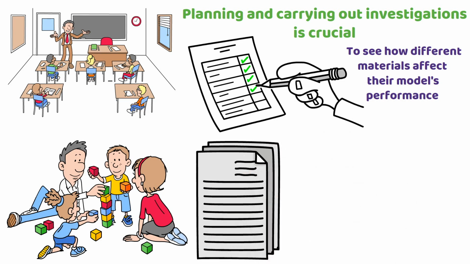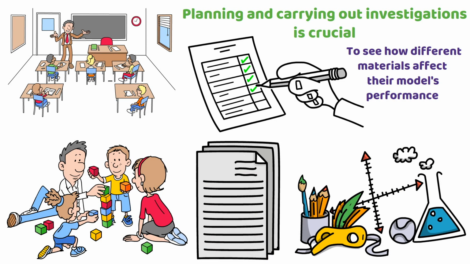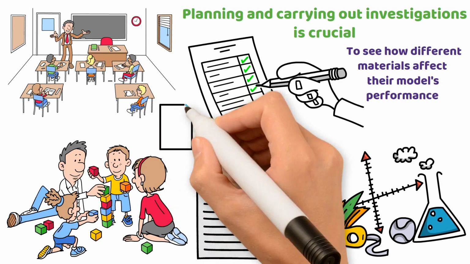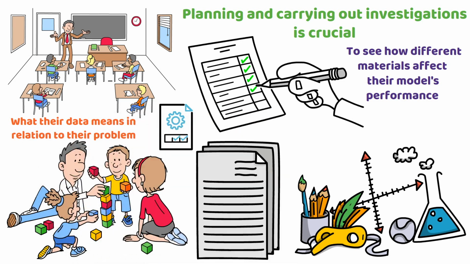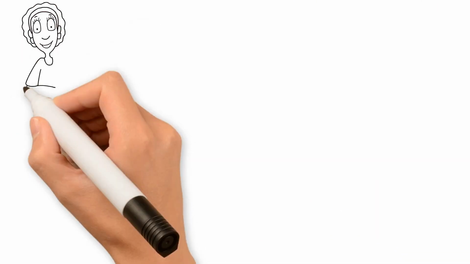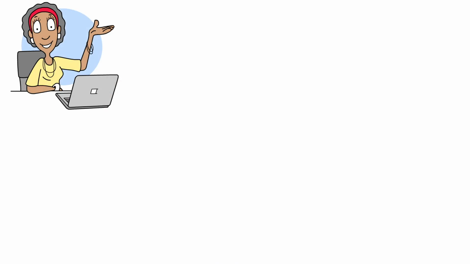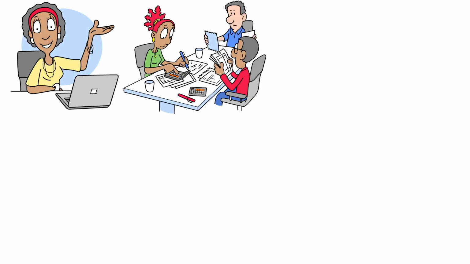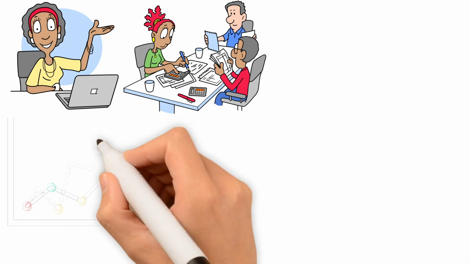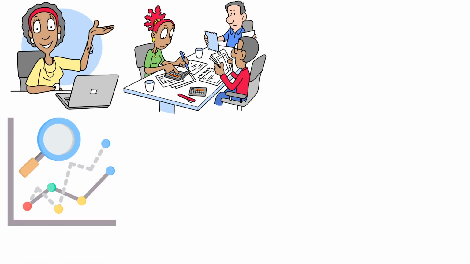Analysis and interpretation of data come next. Show them how to use simple graphs or charts to make sense of the data collected and help them draw conclusions about what their data means in relation to their problem. Incorporating mathematics and computational thinking is essential. Teach them to measure and calculate effectively to predict materials needed and outcomes, helping them recognize patterns in data.